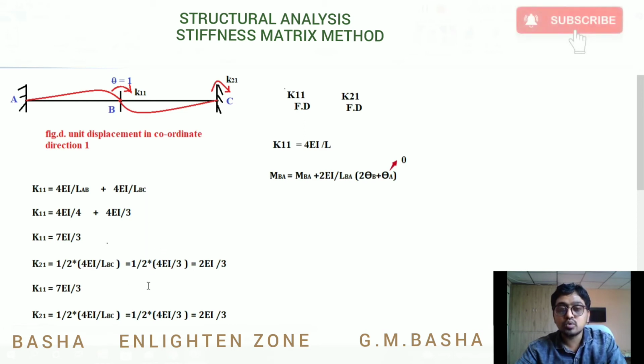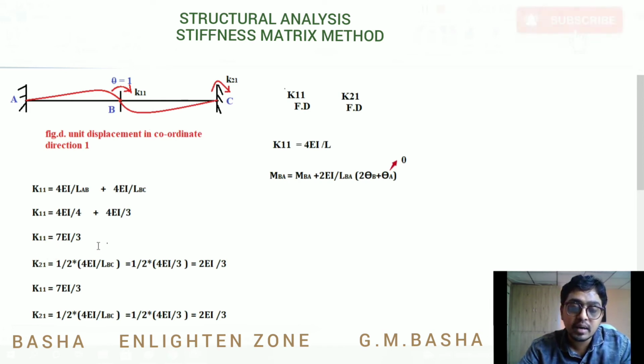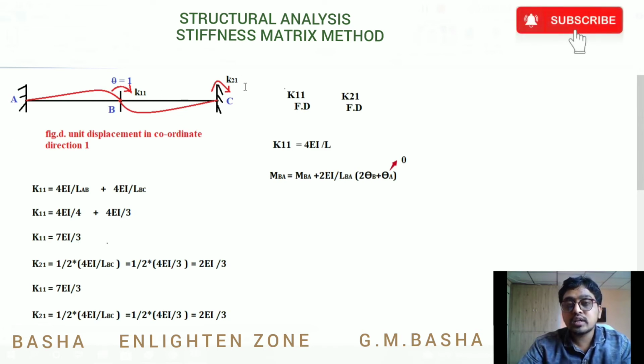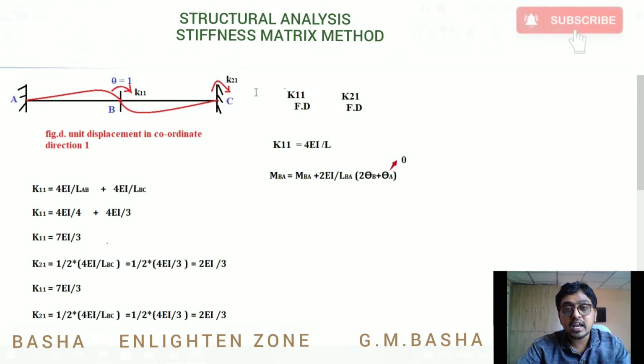So cancel this 2 times, which means you will get 2EI by 3. Please remember that. Whenever at a joint you obtain the final value, k11 will be equal to 7EI by 3. What we are carrying to the other end is just half of the moment that we obtain in the particular span BC.